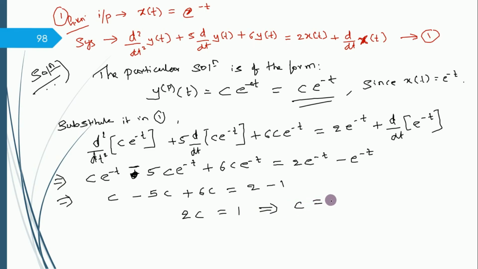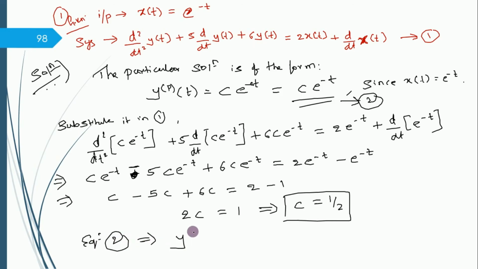So I got the c. Once I got the c, this is a particular solution, so I name it equation 2. By equation 2, the particular solution yp of t becomes c into e raised to minus t. I substitute c with 1 by 2, so yp of t is 1 by 2 e raised to minus t. This is a particular solution. So let me take the next one.